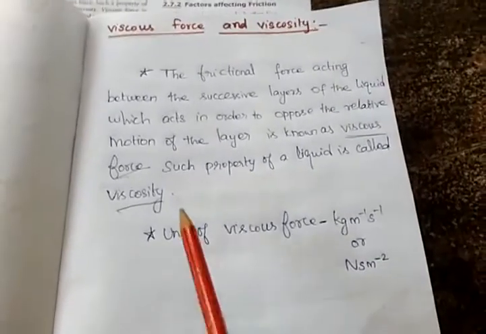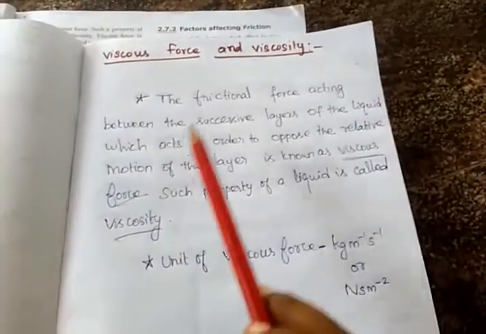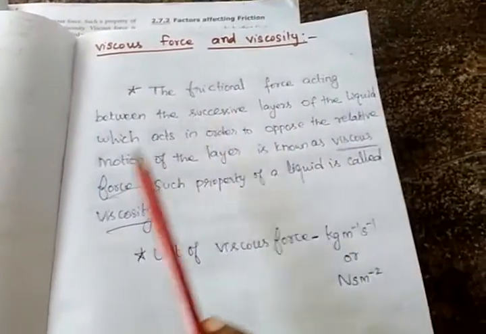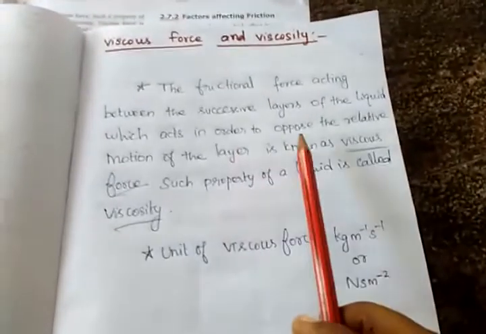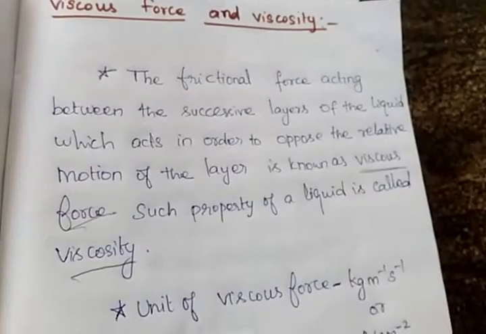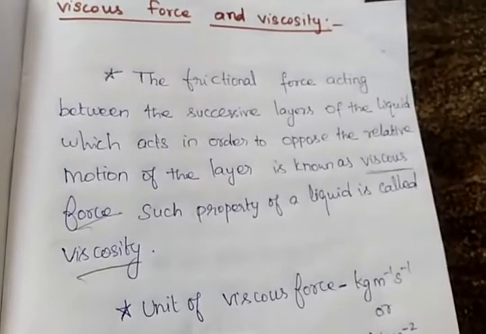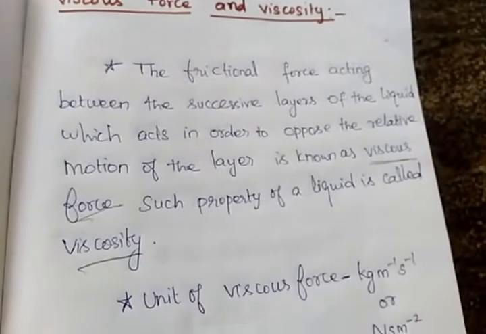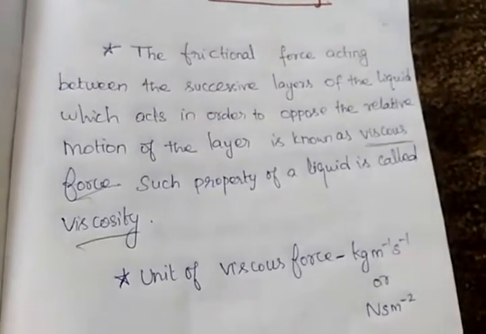Okay, students. What is viscous force? The frictional force acting between successive layers of the liquid which acts in order to oppose the relative motion of the layers is known as the viscous force. Such property of liquid is called viscosity.